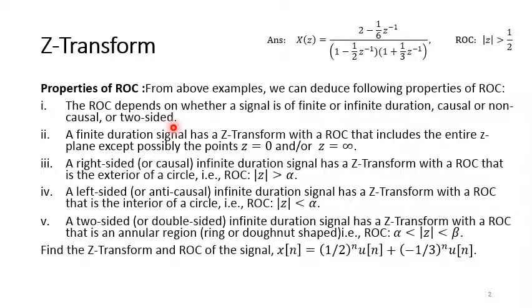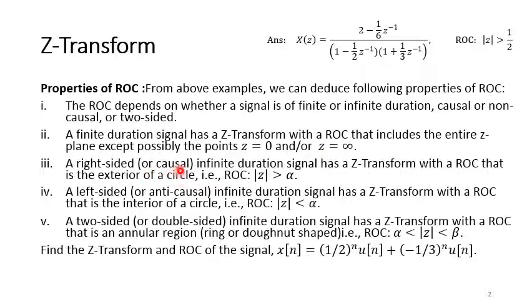The first one is that the region of convergence, or ROC, depends on whether a signal is of finite or infinite duration, and also whether the signal is causal, non-causal, or two-sided, that is, it contains both the negative and positive sides of the axis. A finite duration signal has a Z transform with a ROC that includes the entire Z plane except possibly the points where Z equals 0 or Z equals infinity.